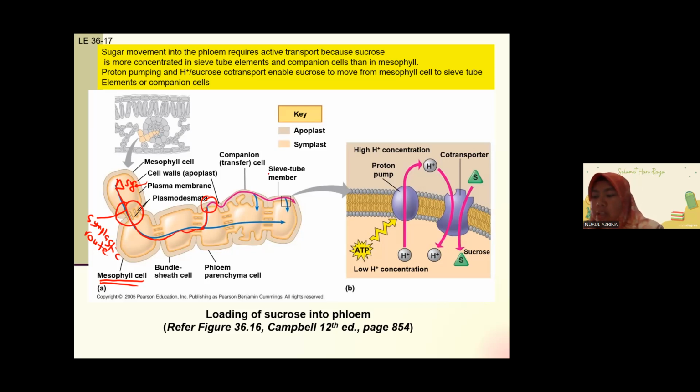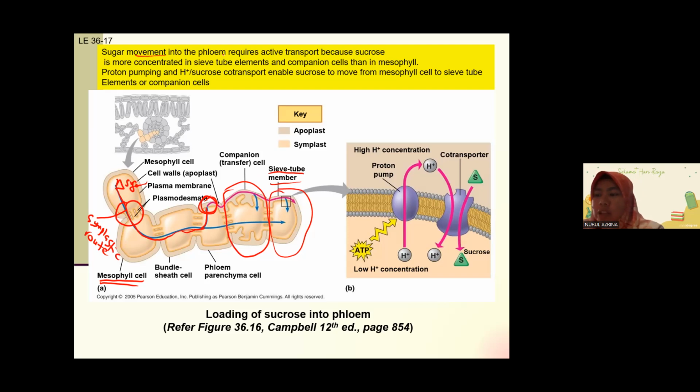Okay, so this is our sieve tube member. This is our sieve tube cell. And this is the companion cell. All right, so the sugar exits the symplastic route and enters the apoplastic route.